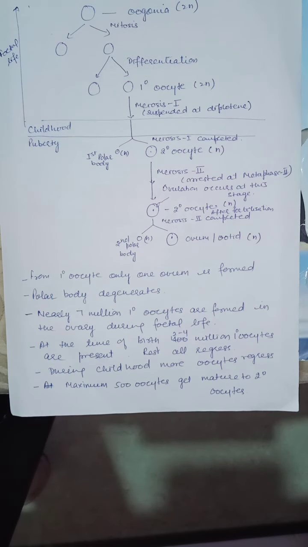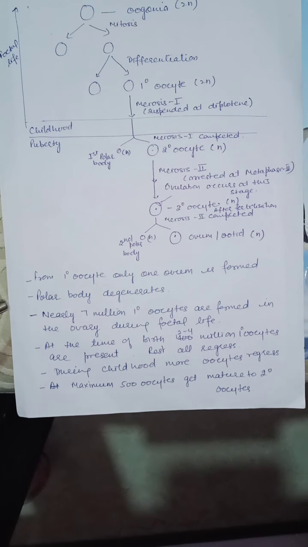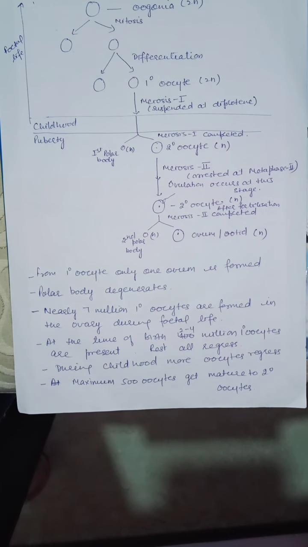What is oogenesis? Formation of egg in females is known as oogenesis. Children, spermatogenesis starts in males at puberty, but oogenesis starts in female during fetal life itself. So first we will discuss the schematic representation of oogenesis, then we will discuss it in detail.